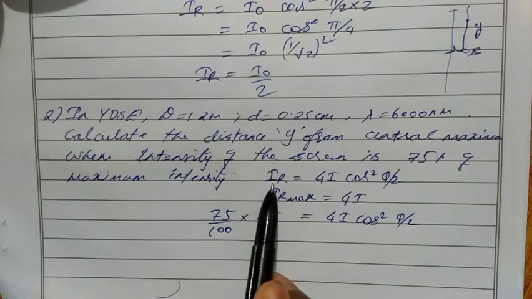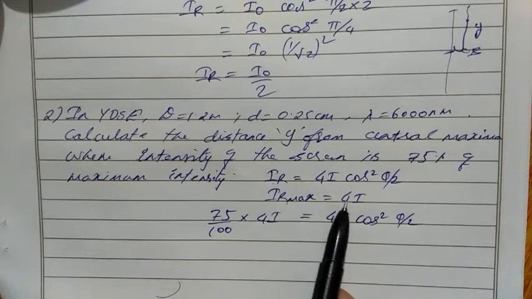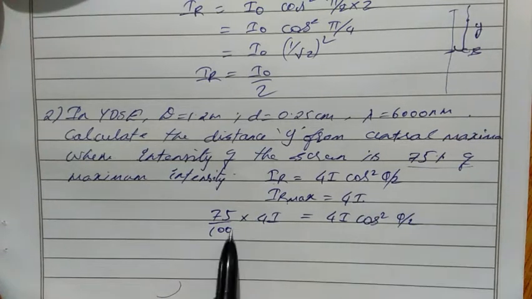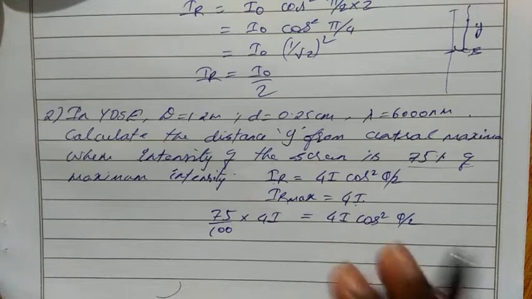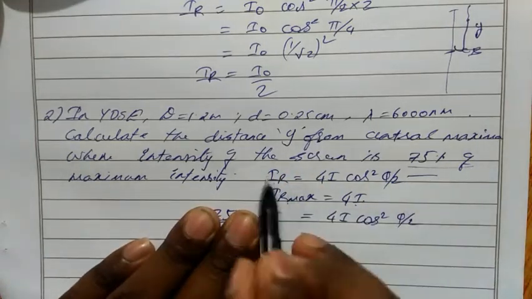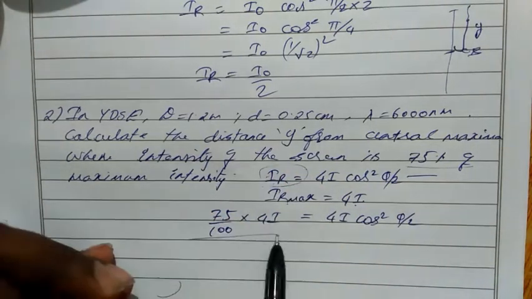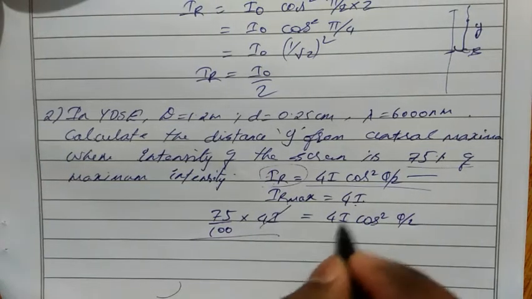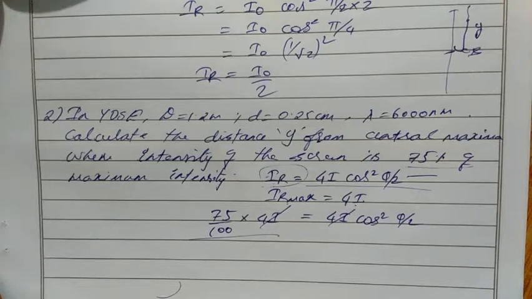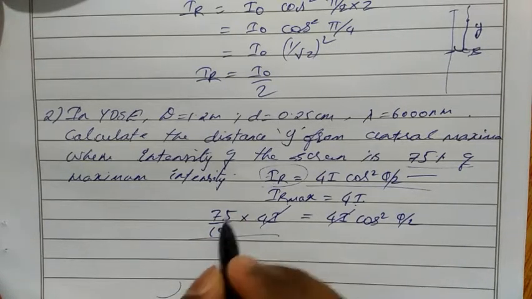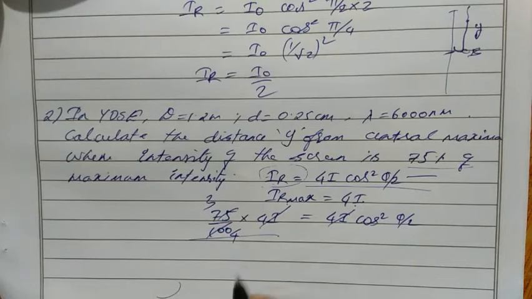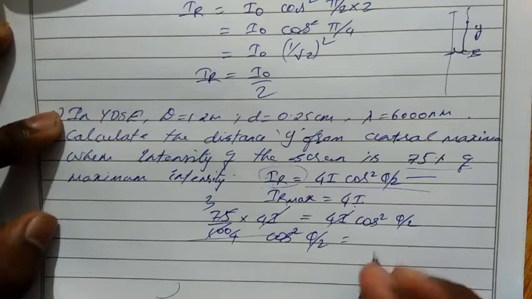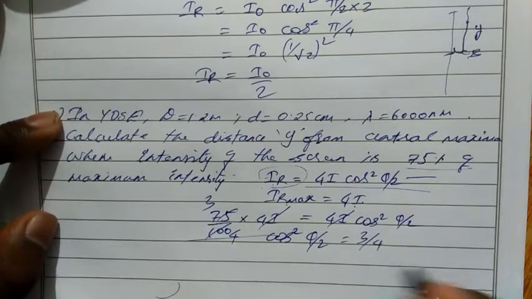Okay, so instead of this IR, we take IR max. IR max is 4I. In the problem, it is given 75% of IR max. So 75% of IR max is 4I. Now substitute this IR value in this equation. Then we have 4I cos square phi by 2. 4I gets cancelled. We can write 75 by 100 as 3 by 4. So cos square phi by 2 equal to 3 by 4.